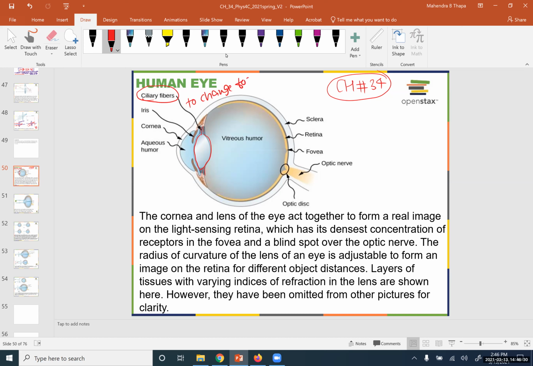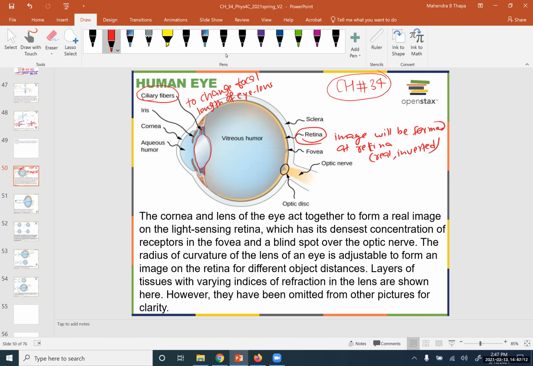the focal length of the eye lens. Because of that, the image will always be formed on the retina. The image is always real and inverted.